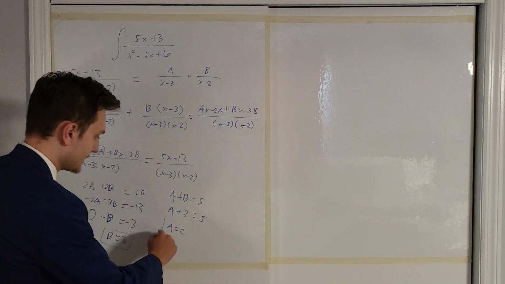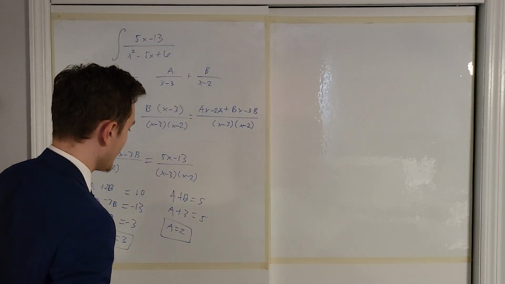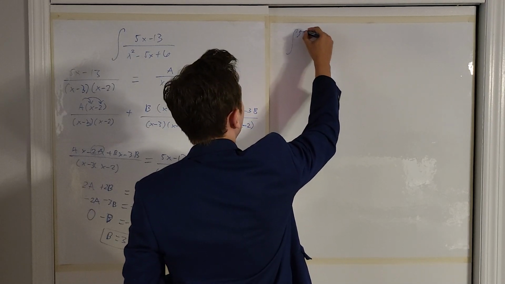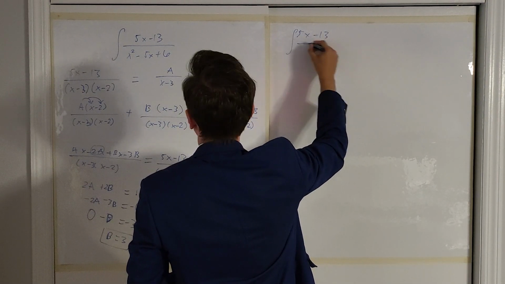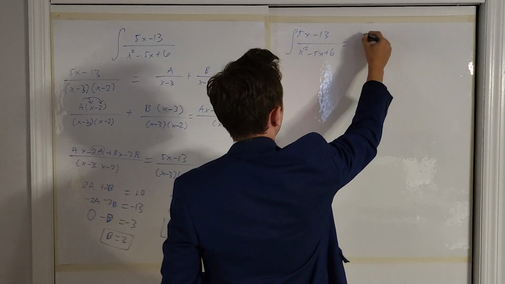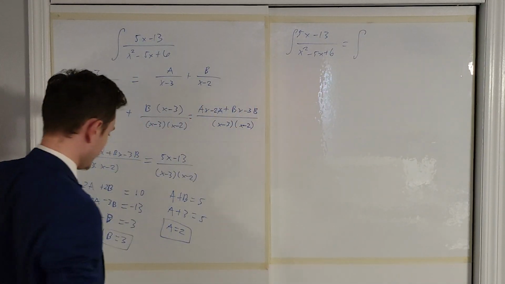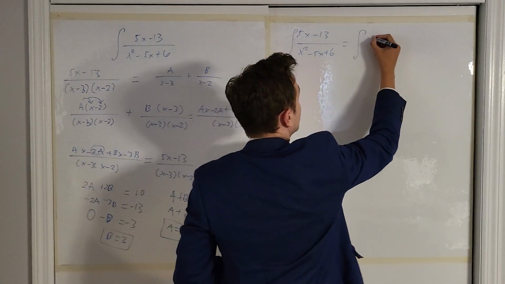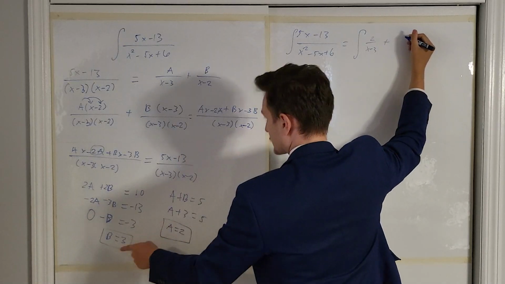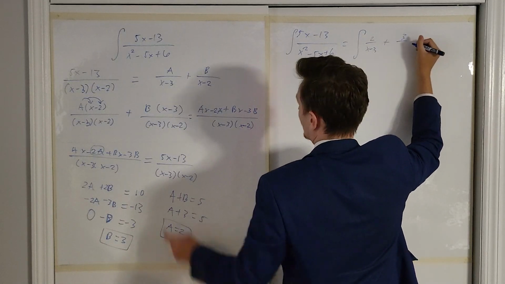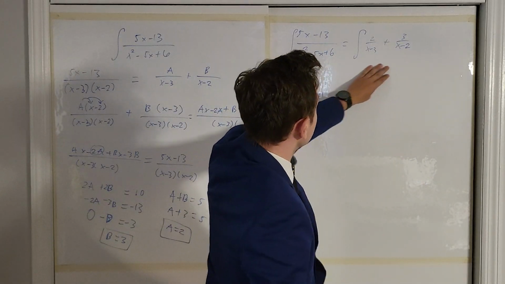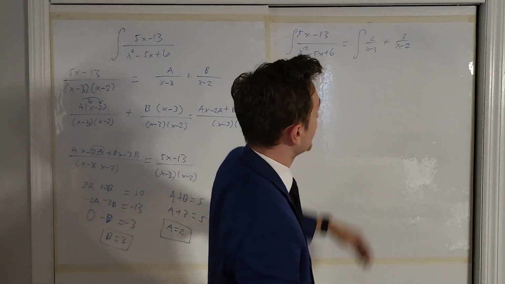So now I can come up here, and this was originally what I wanted to come to. Now I've solved for a and I've solved for b, and I can plug those back up here. And I get the integral of 5x minus 13 all over x squared minus 5x plus 6 equals the integral of a over x minus 3, the integral of 2 over x minus 3, plus b, which was 3, all over x minus 2. Okay? So this is the simplification I have performed upon my integral.